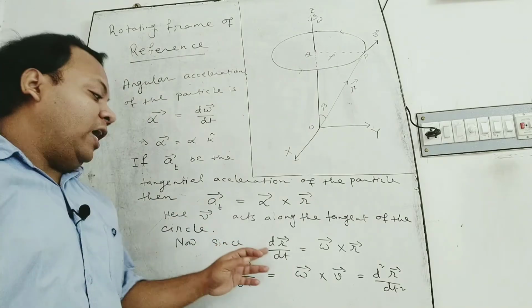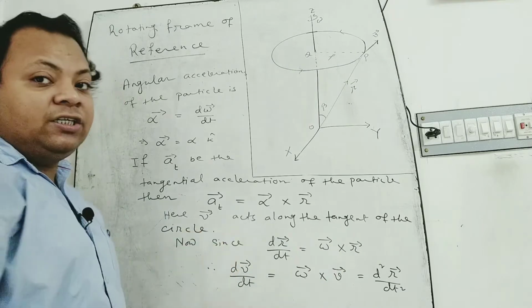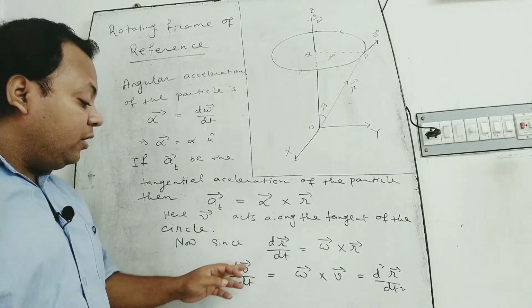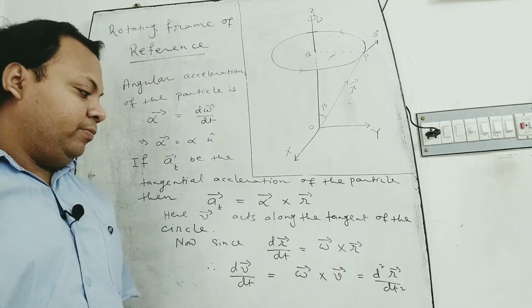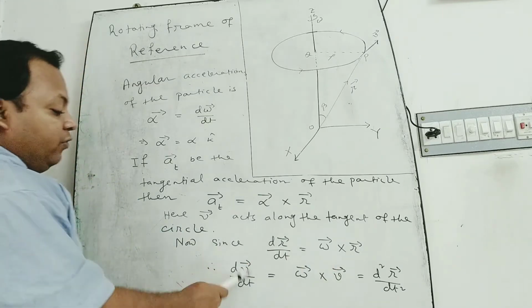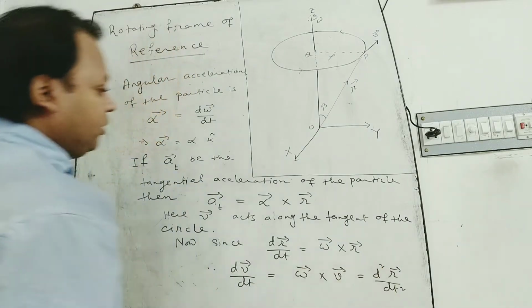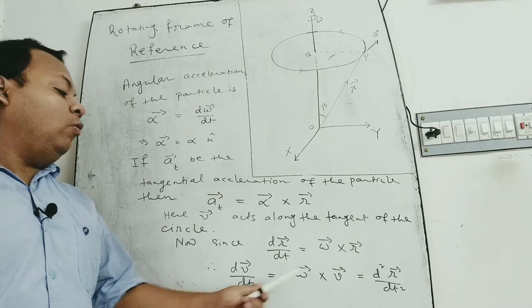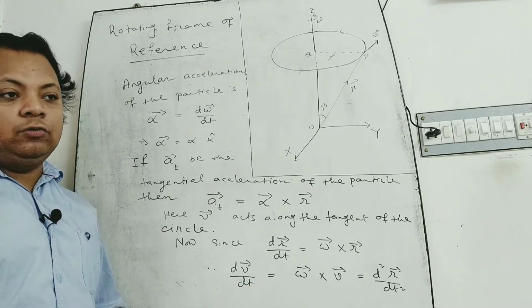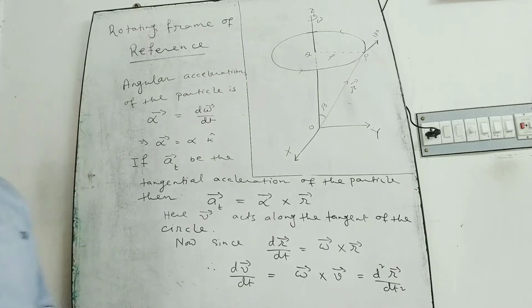Since we know that dr dt is equal to omega cross r, similarly we can write dv vector dt is equal to omega cross v. And we know that dv dt is equal to d2r dt2. This gives the acceleration of the particle when the magnitude of omega remains constant.